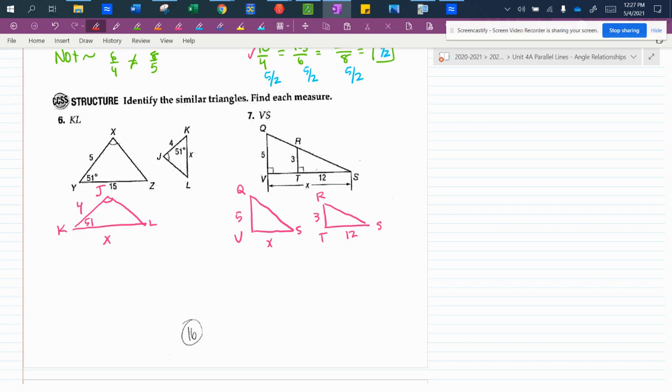So we can set these up one of two ways. We can either set triangle over itself.